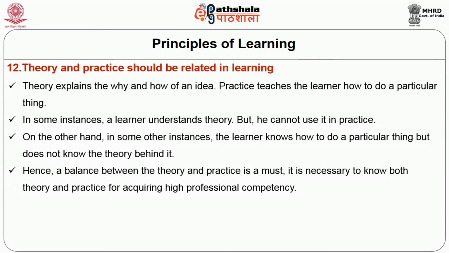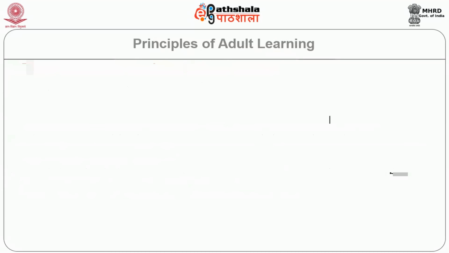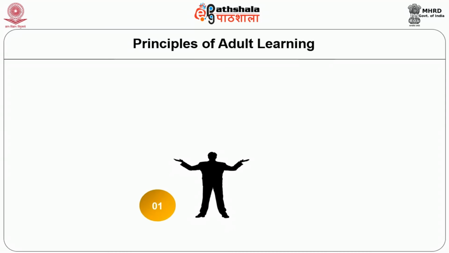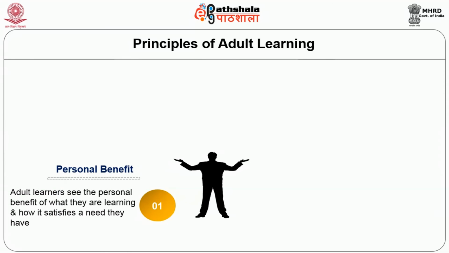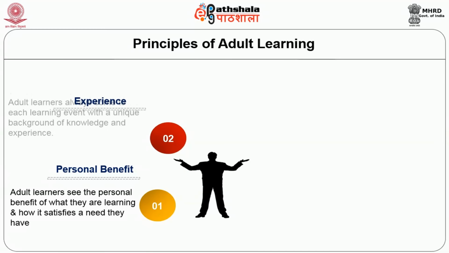That is why the farmer should be taught both. Let us see the principles of adult learning. Number 1, personal benefit. Adult learners see the personal benefit of what they are learning and how it satisfies a need they have.